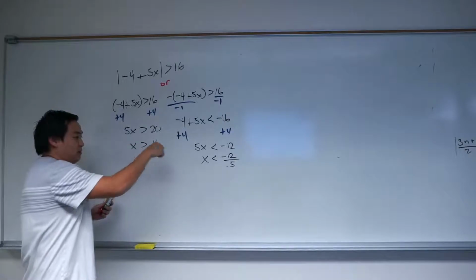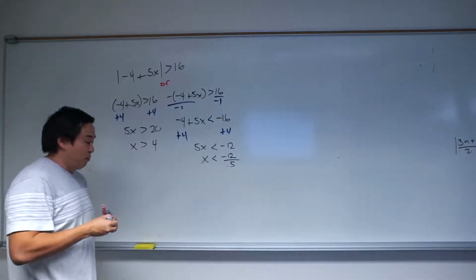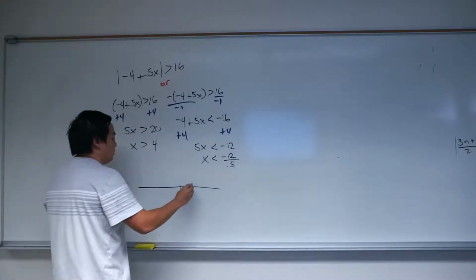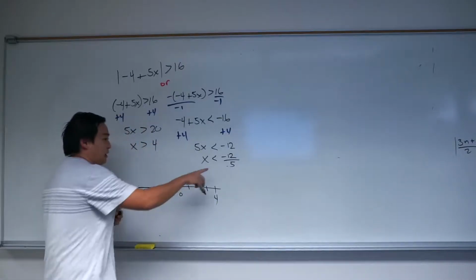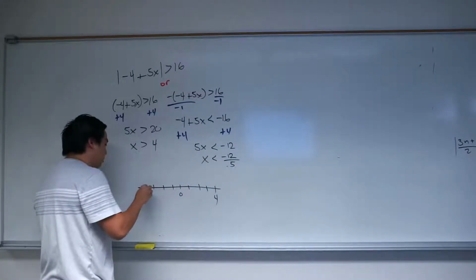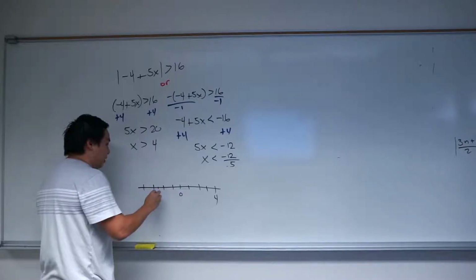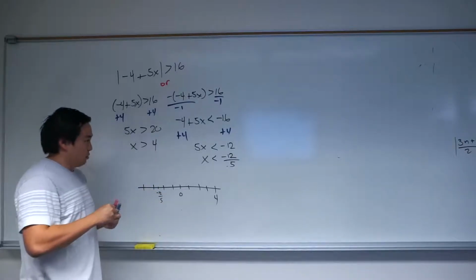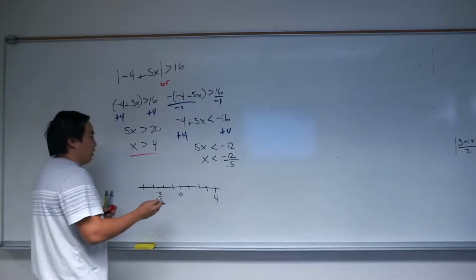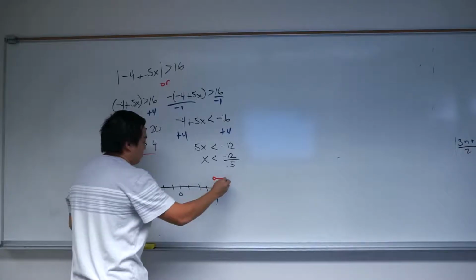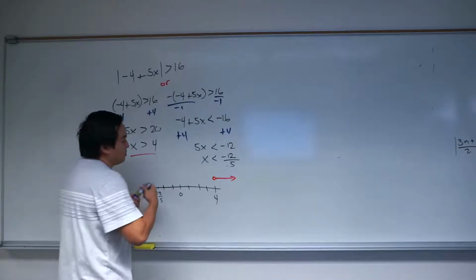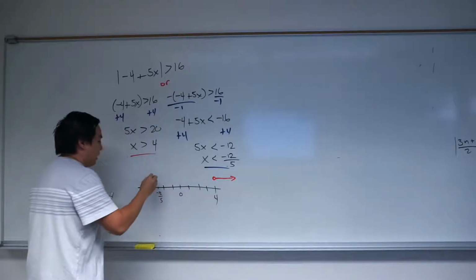So once we have these two, remember you want to draw the number line out. And that's about -2.5. So about right there. So the one on the left, above 4, and then the one on the right is going to be below -12/5.